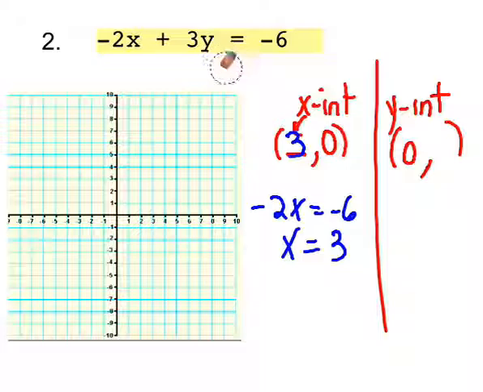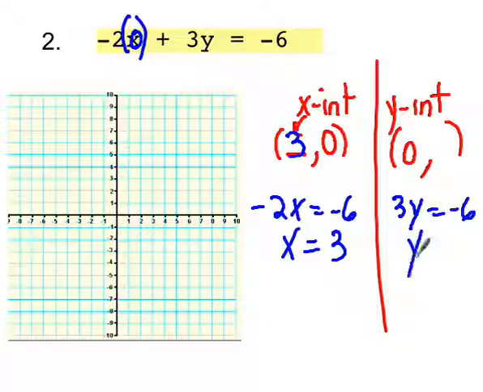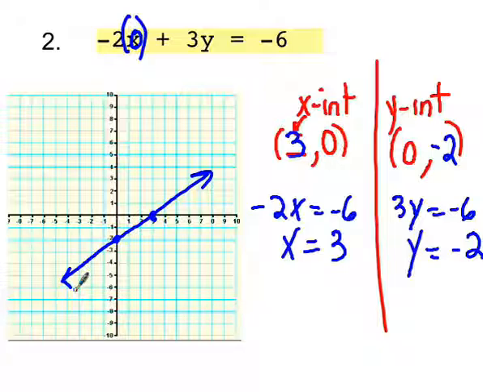I'm going to put 0 in for x. And I get 3y equals negative 6. So y equals negative 2. There we go. Those are the 2 points we are graphing, the x and the y intercepts. They're on the x and the y axes. 3, 0. That's the x-intercept that crosses the x-axis. The y-intercept is 0, negative 2. And we can graph the line now. We have 2 points. We don't find a third point, so we're using just the x and the y intercepts.